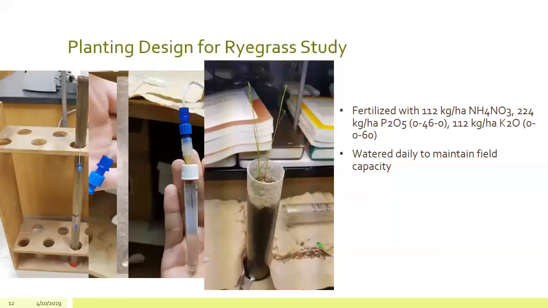The objective of this study overall is to see the structure changes of these cores. We want to see what that ryegrass is doing to the fragipan. So we need a way to do that without doing what the previous study did and cutting it open. We need a non-destructive way of doing it.